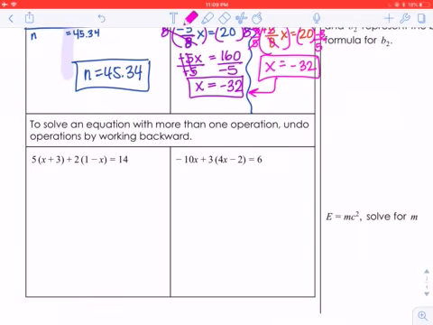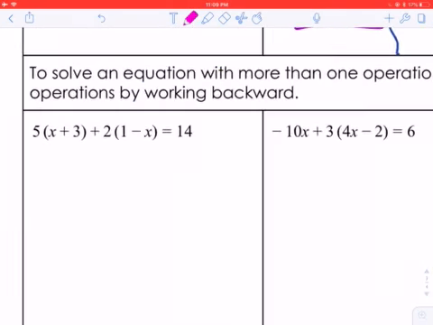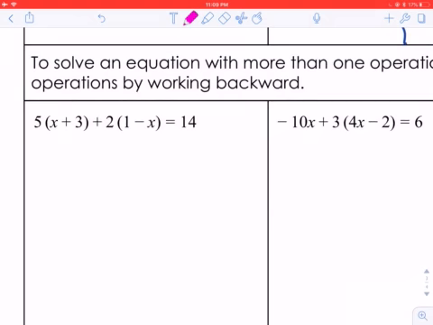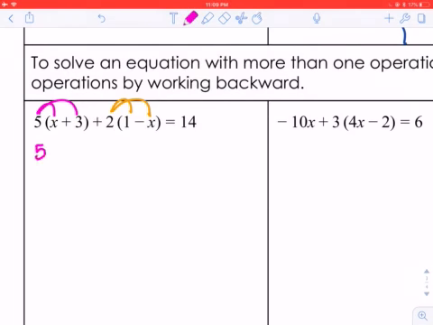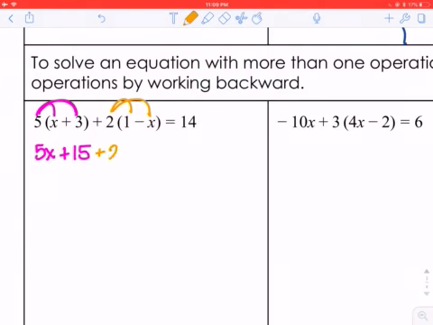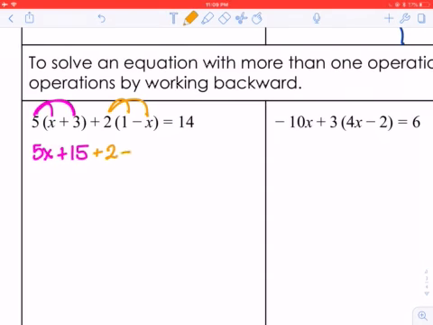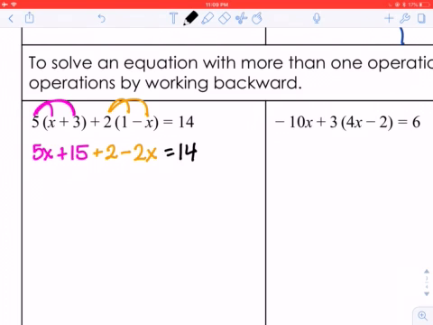The same is true when I'm solving an equation with multiple pieces. So I'm going to make things as simple as possible with each of these equations. I'm going to make them more simple, and then I'm going to get rid of them. So to make this more simple, to get rid of the parentheses, I'll distribute. I'll do the same on this side. So I have 5 times x, 5x, 5 times 3 is positive 15. On the orange one, I have 2 times 1 would be plus 2. 2 times negative x, negative 2x. On the other side of the equal sign equals 14.